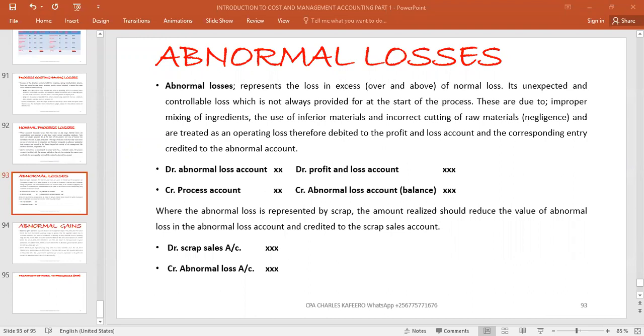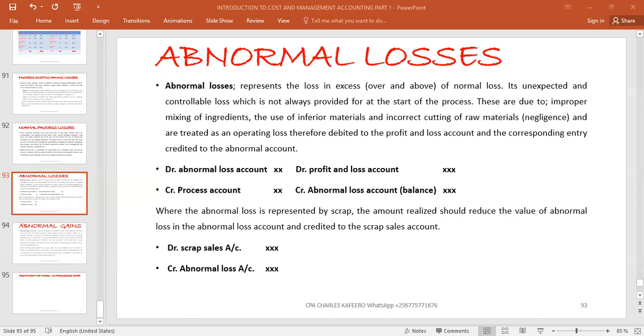Okay, good day. We are proceeding with our series on process costing, and we've been looking at the process losses. Today we are going to look at the abnormal losses. Abnormal losses, as the word suggests, are abnormal. It's beyond what we expected.